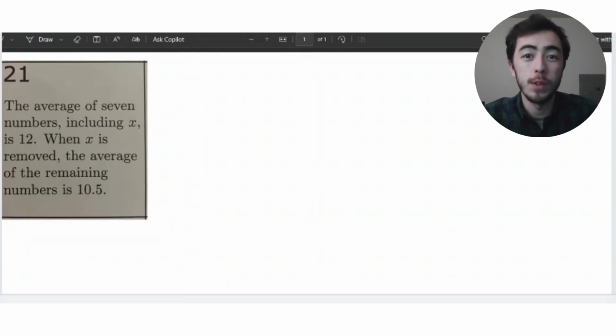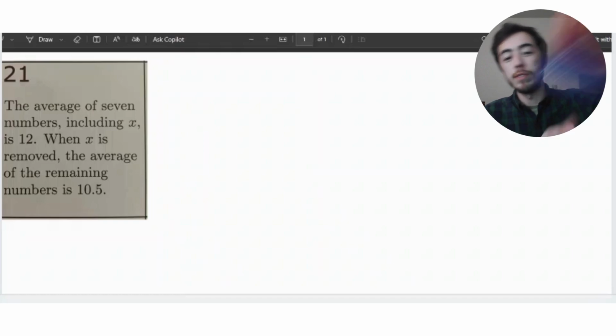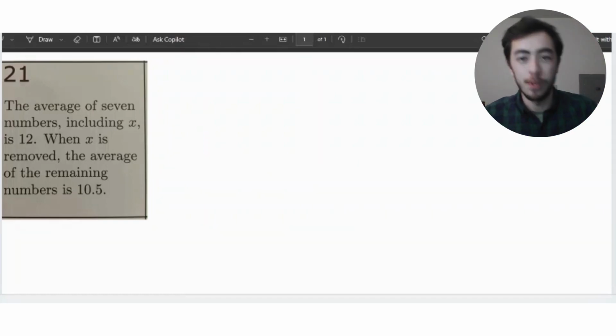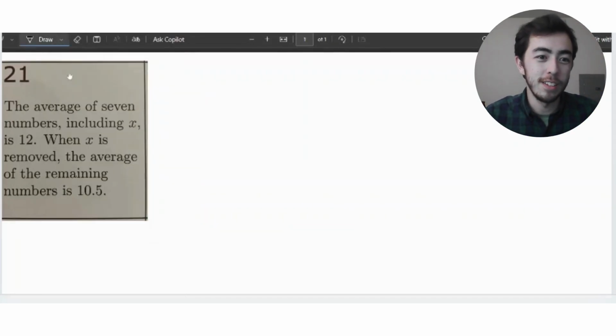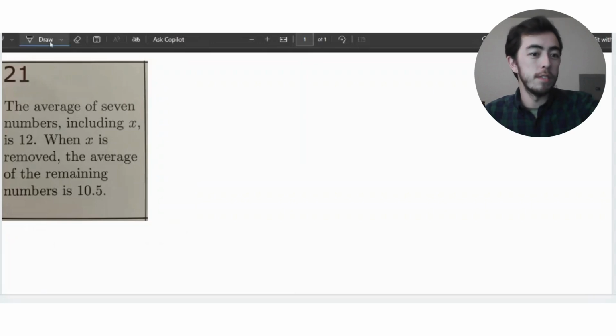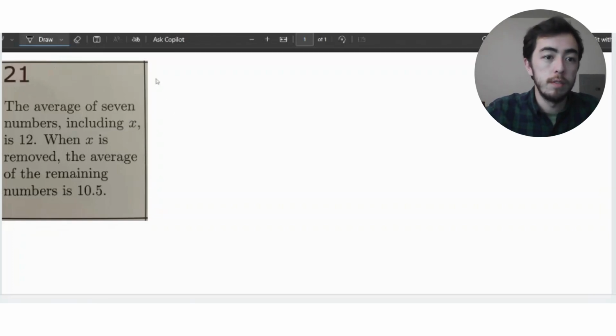Today is February 21st. We have problem number 52. We're going to solve it together. All right. The average of 7 numbers, including x, is 12. When x is removed, the average of the remaining numbers is 10.5.